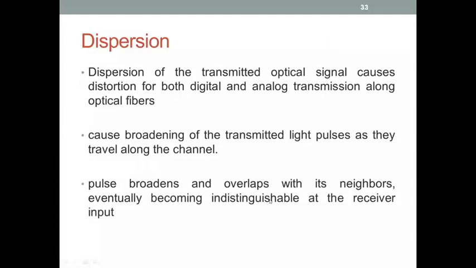Next comes dispersion. Dispersion is broadening of the transmitted optical signal caused due to distortion, for both digital and analog signals. It causes broadening of the transmitted light pulse. Whatever the pulse is, it is going to be broadened. We have seen scattering, attenuation, other types of signal loss, and bending loss, but this is a different type where the pulse is going to be broadened. So it broadens and overlaps.